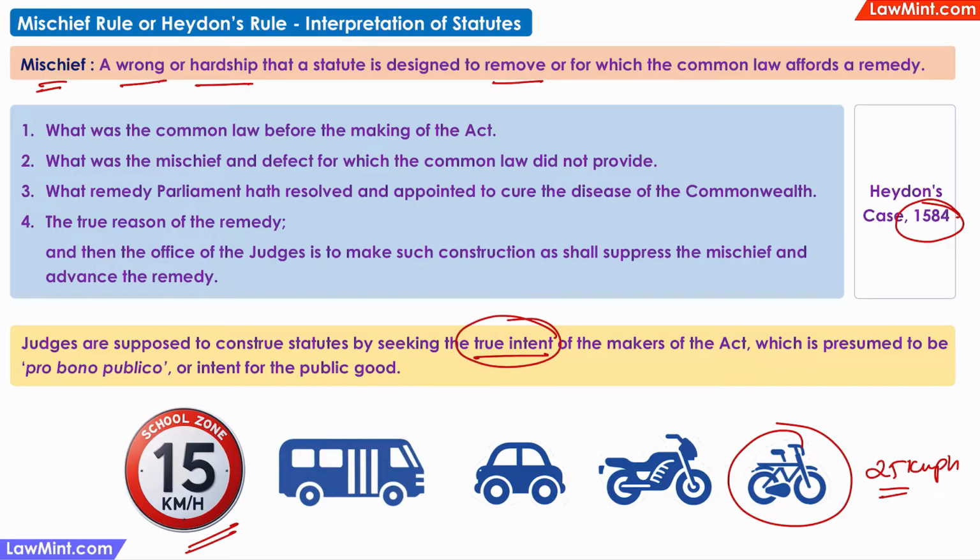Now the steps for using the mischief rule were laid down in Heydon's case, which are: first, the judge needs to understand what was the law before the specific statute was enacted. Second, what was the mischief or the problem that was sought to be addressed through the specific statute. Third, what are the details of the statute that has been enacted.